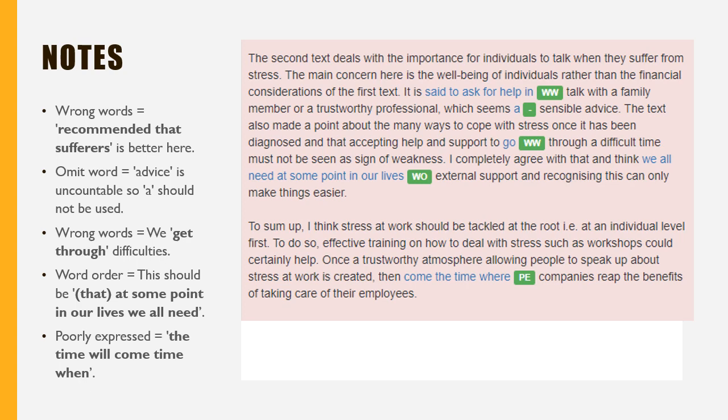Then again, with the word "go," we have the wrong word. You don't go through a difficult time, you get through difficulties. So the word "go" needs to be replaced by the word "get." And then "we all need at some point in our lives" is clearly the wrong word order. So we should say, if we read the full sentence, "I completely agree with that and think that at some point in our lives we all need external support." That just flows naturally and of course grammatically is more correct.